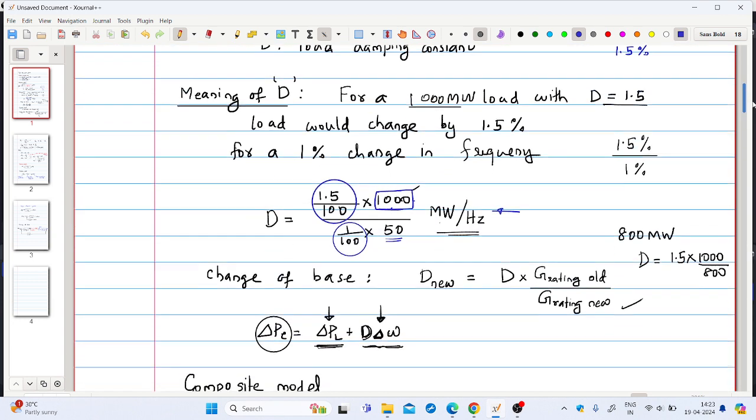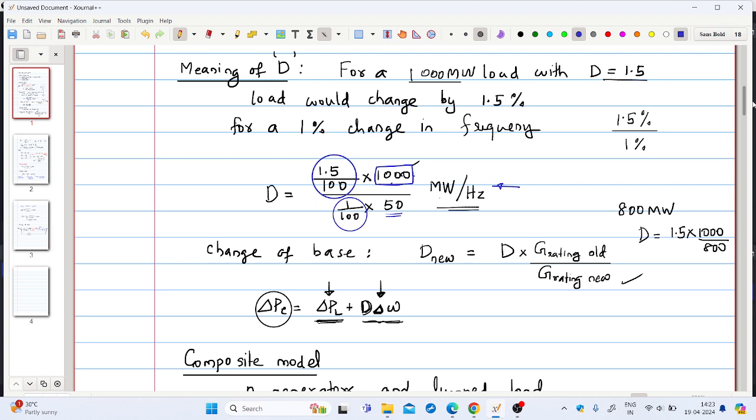In some problems you may need to convert D from one base to another base. To do that, the equation is given here. If D is given as 1.5 on a 1000 megawatt base, and you want to change your base power to 800 megawatt, then you can do this calculation: 1.5 into old base by new base, that is 1000 by 800.